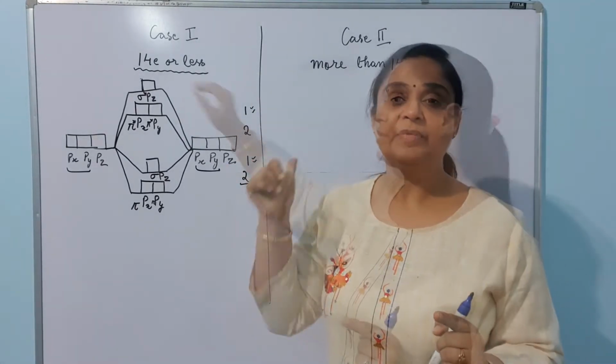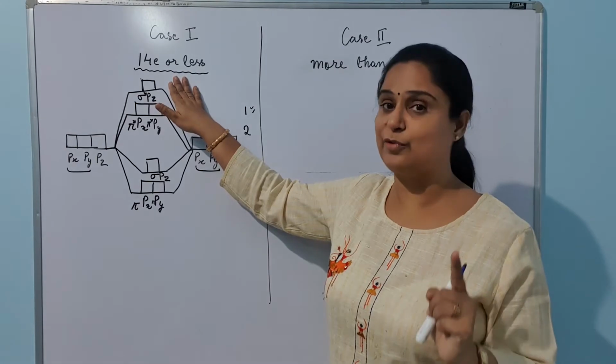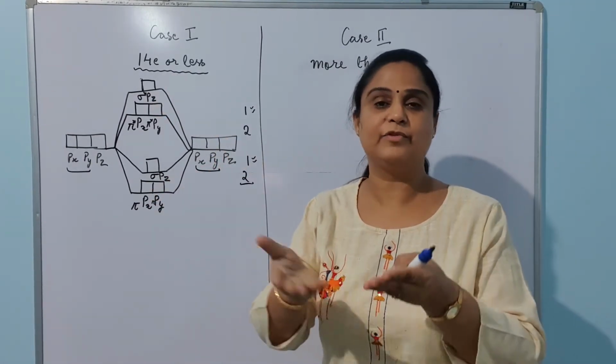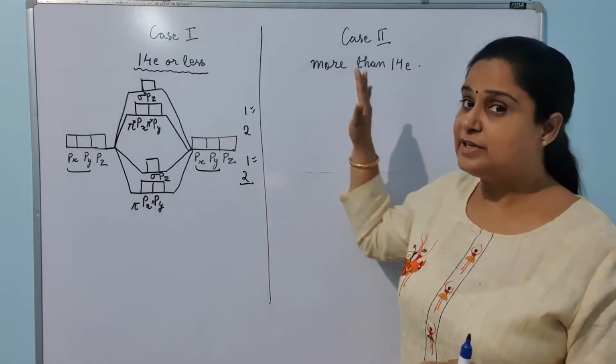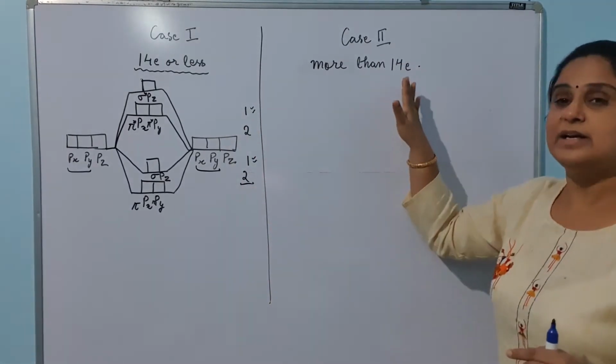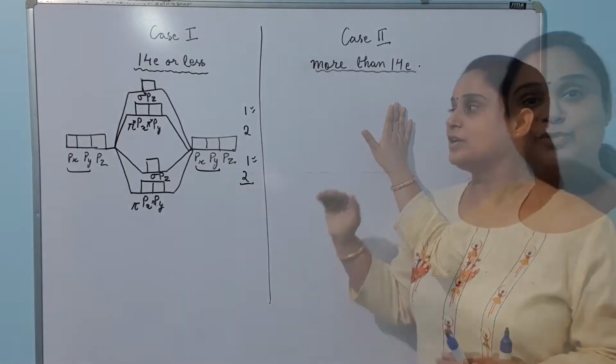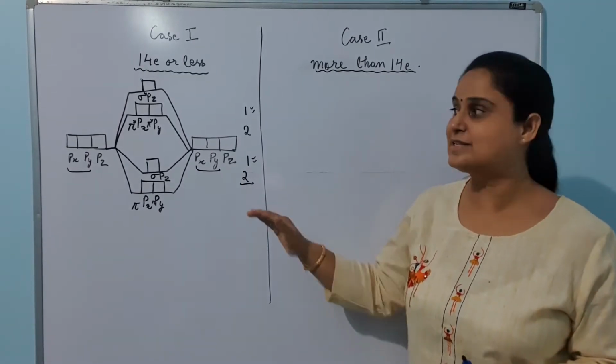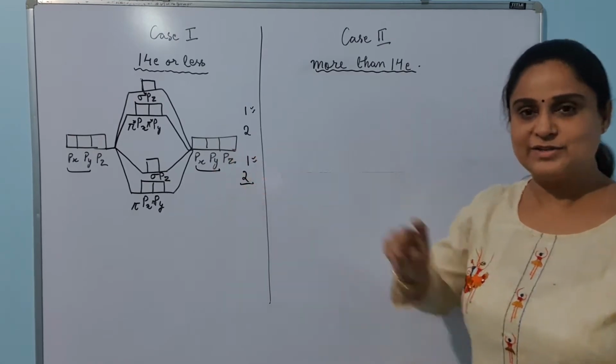One more thing here, we are talking about 14 electrons of the species, that is, combined they should have 14 electrons. But if we have the case where the species have more than 14 electrons, let's see how these molecular orbitals will differ in their energy levels from these molecular orbitals. So let's see to it.